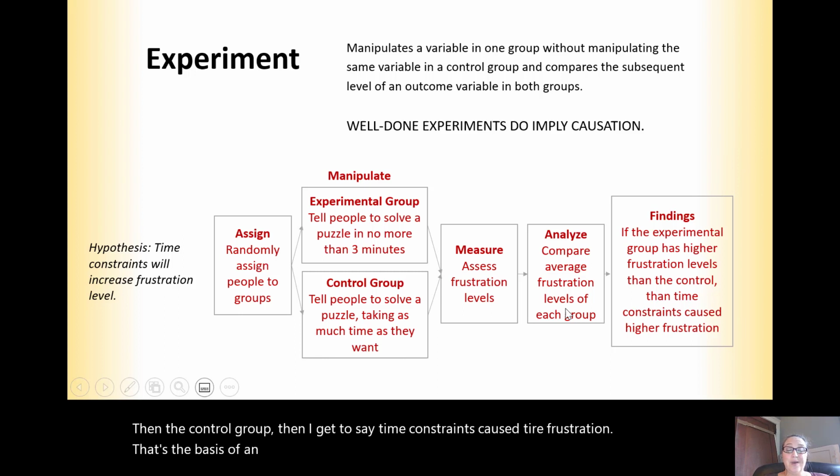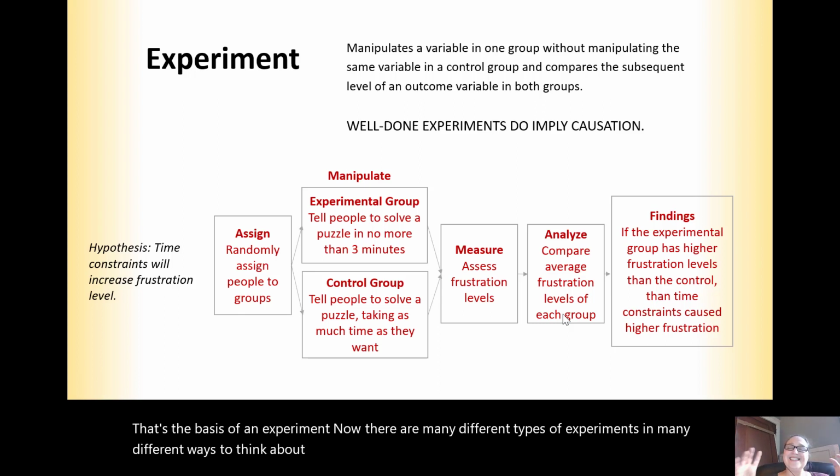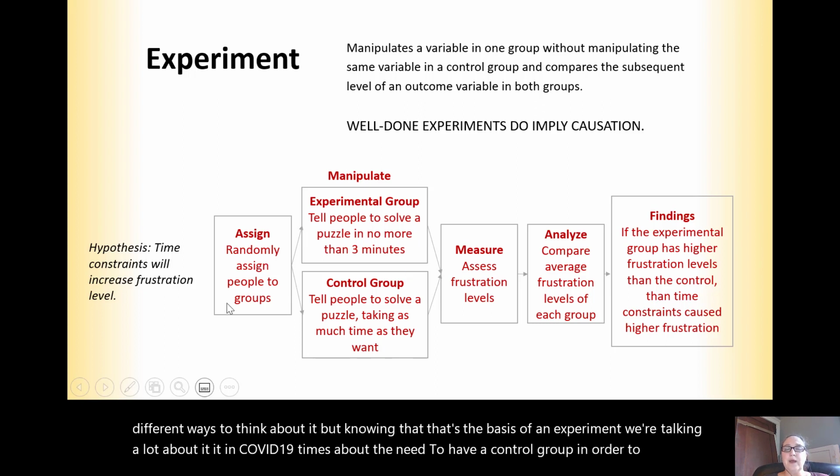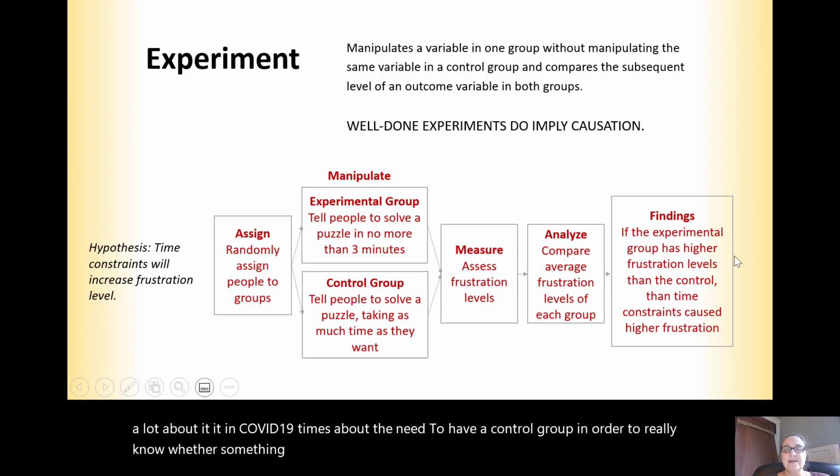Now you know there are many different types of experiments and many different ways to think about it, but knowing that that's the basis of an experiment helps, because we're talking a lot about it in COVID-19 times, about the need to have a control group in order to really know whether something has an effect on something else. Now when you hear people talk about that, hopefully this view of what an experiment is will help you.